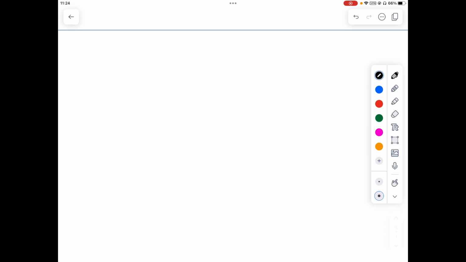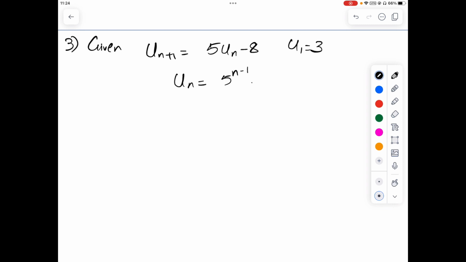Coming to question number 3. It is given. What is given? un plus 1 equals 5un minus 8. Then u1 equals 3. And we have to prove that un equals 5 power n minus 1 plus 2. So I go for basis. What is basis? u1 equals 5 power 0 plus 2, which equals 3. Then it is correct. So n equals 2.